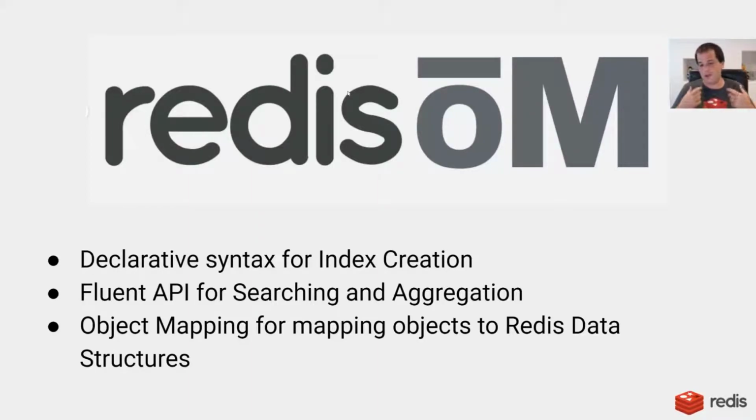And that brings us to, I'm sorry for the brightness transition, I just noticed that. That brings us to actually the .NET portion of this talk, which is using all of this in .NET with this library that I built, called Redis OM, which basically provides a declarative syntax for index creation, a fluent API for searching and aggregations, and basically object mapping between your domain objects in .NET and Redis.